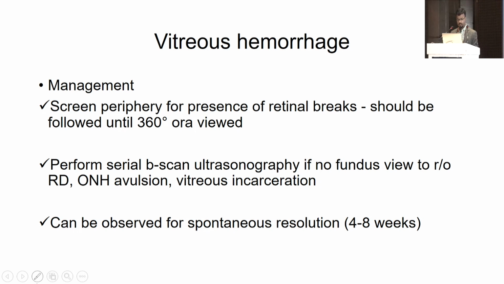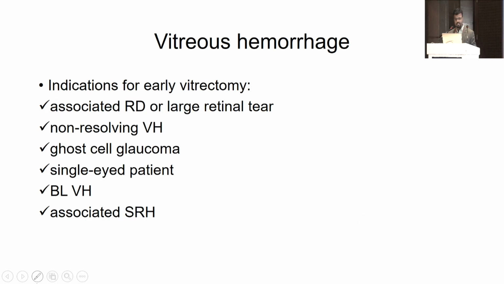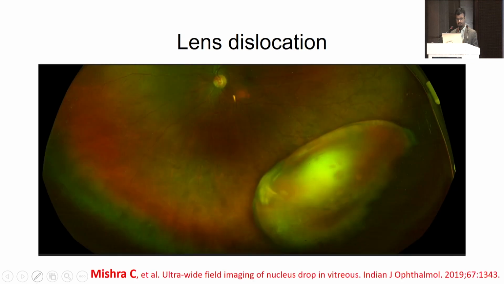We can perform serial B-scan ultrasound if there is no fundus view, to rule out retinal detachment, optic nerve head avulsion and vitreous incarceration. Patients with vitreous hemorrhage can be observed for spontaneous resolution for 4 to 8 weeks, after which we have to go for surgery. So what are the indications for early vitrectomy? If the vitreous hemorrhage is associated with retinal detachment or a large retinal tear, non-resolving vitreous hemorrhage, ghost cell glaucoma, single-eyed patient, bilateral vitreous hemorrhage, or if there is subretinal hemorrhage.